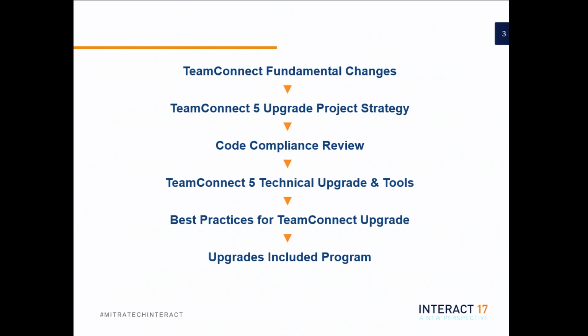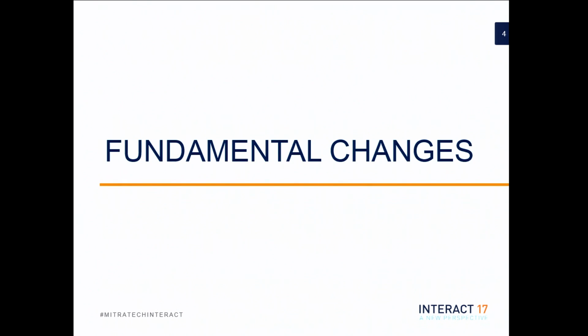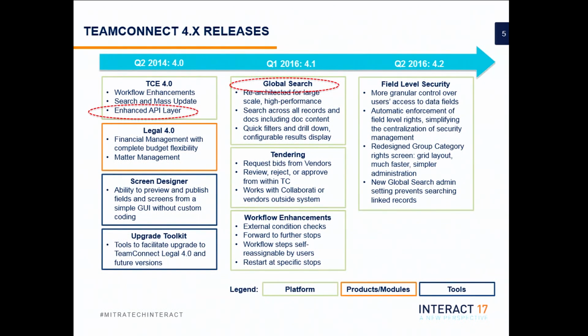So fundamental changes, if you look at the last 3-4 years, TeamConnect 4.0 has an enhanced API layer. That has given a more efficient implementation of your TeamConnect rules, a faster way of implementing TeamConnect API rules. It is more user-friendly than the previous API. And also I want to highlight the global search. So that is another change.